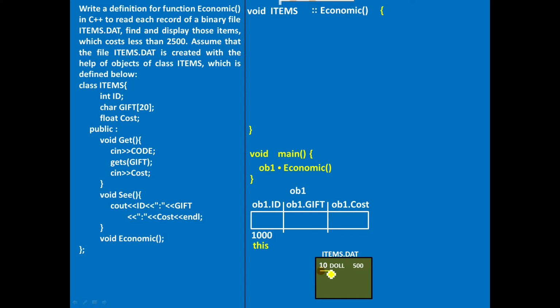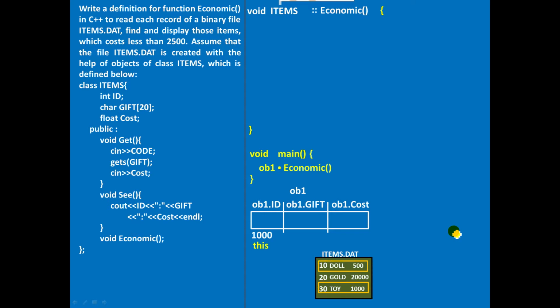Several objects are there. This is object 1. How can you take this example? Give example values for item ID, name of the gift and the cost. So here the item ID is 10, the name of the gift is doll and the cost is 500. So this is one record. Like this, let me take two more records. And we want to display those records whose cost is less than 2500. So record number 1 and 3 must be displayed as per this example.